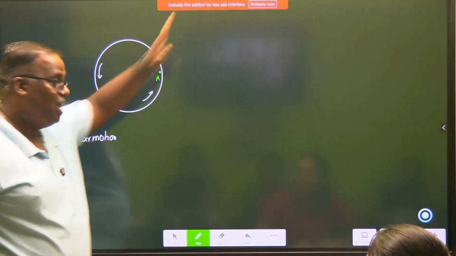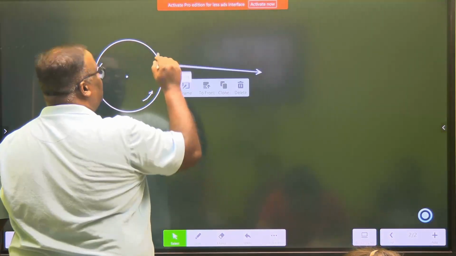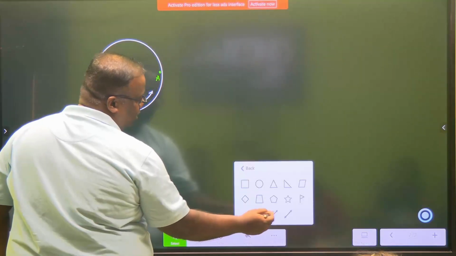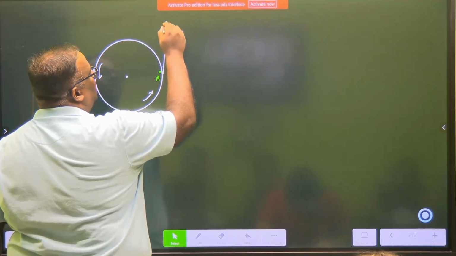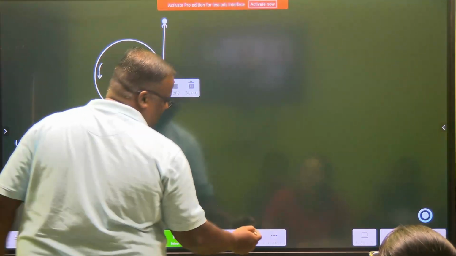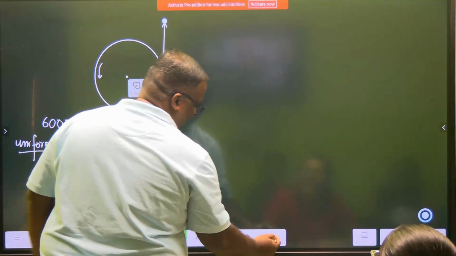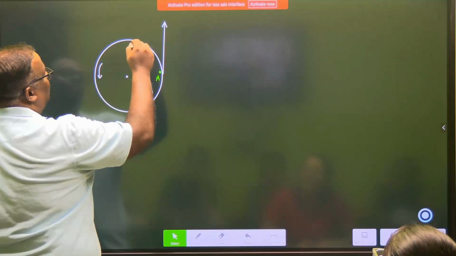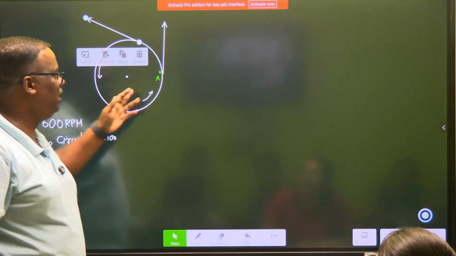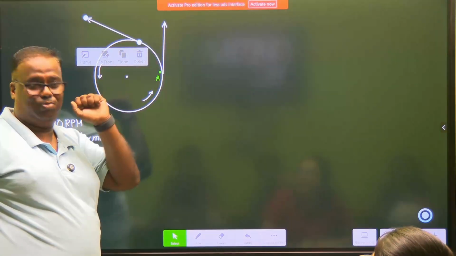Yes or no? How will A fly out? We always say A will fly out tangentially. It will fly out in this direction. When A has changed its position somewhere here, A will fly out in this direction. Every time it is flying out, it will fly out with that 600 speed, but the direction and the displacement it takes up are different.